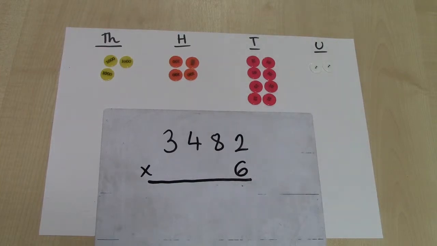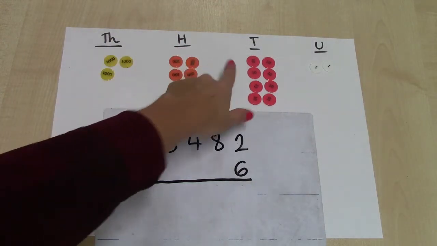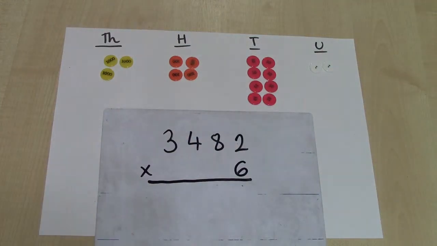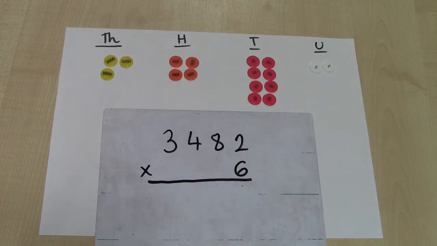This video is about teaching multiplication through the method of short multiplication using place value counters to support understanding. So here we've made 3,482 and we're going to multiply that number by 6. So we're going to start with our units here. So we've got 2 units which we want to multiply by 6.